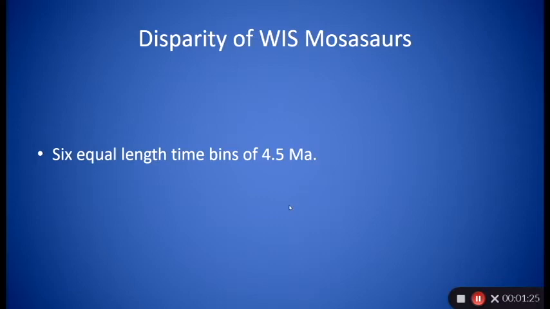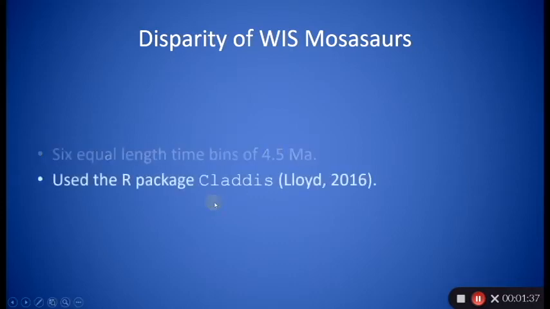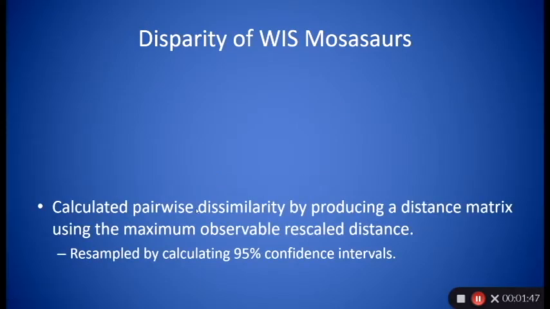Now, one downside to using these coarser time bins is that it does lump together quite a few taxa that didn't actually coexist, and you'll see how that reflects in some of my results later. I quantified disparity using Graham Lloyd's Cladis package in R, using that to calculate pairwise dissimilarity through each of those equal length time bins. And then I tested for statistical significance in these data by calculating 95% confidence intervals.